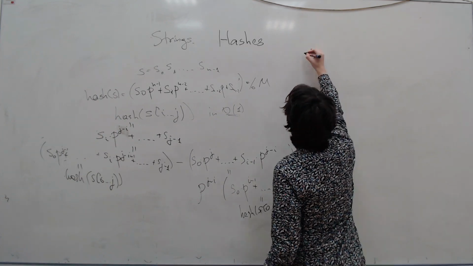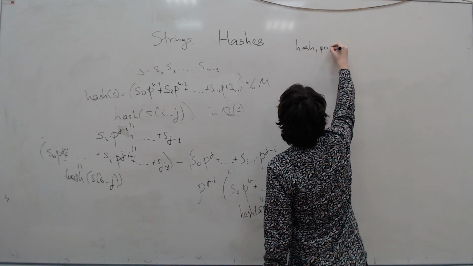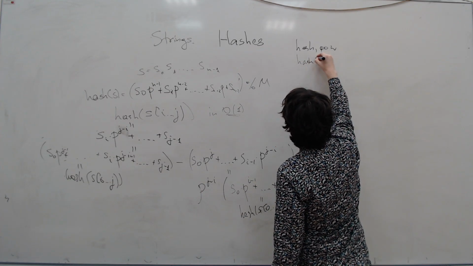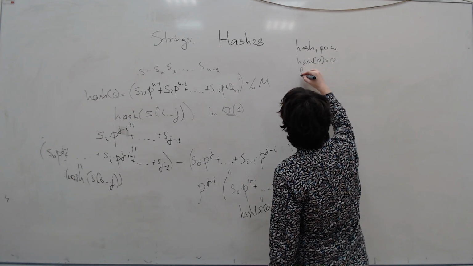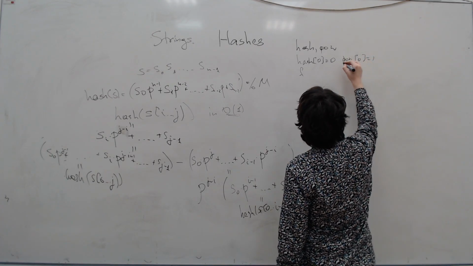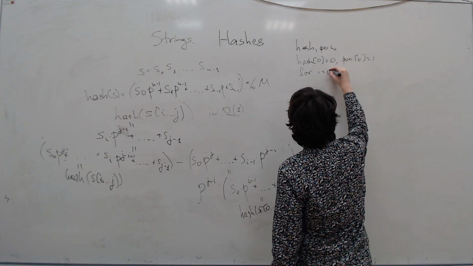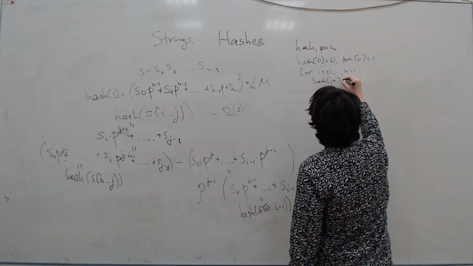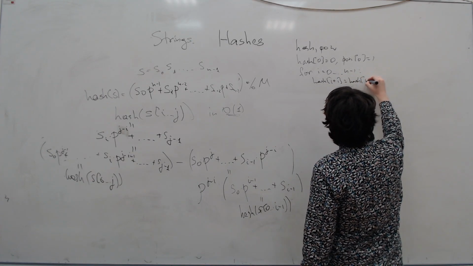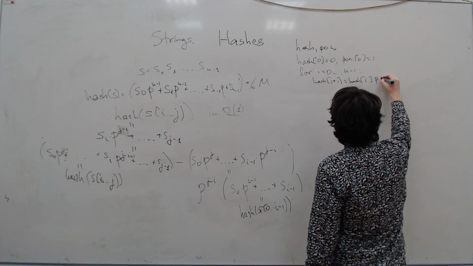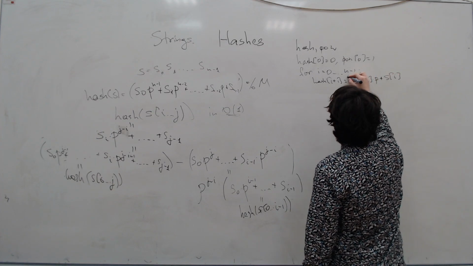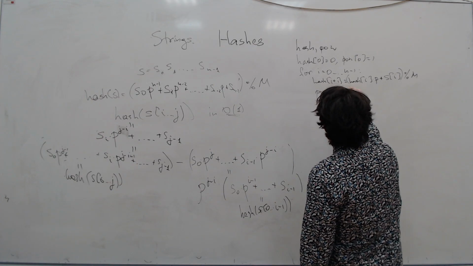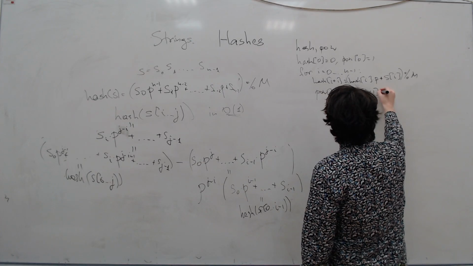So here comes our pre-calculation. The hash and pal. Let us say hash 0 equals 0, and then pal 0 equals 1. Then I take i equals 0 to n minus 1, I set hash i plus 1 equals hash i times p plus s i, modulo m, and pal i plus 1 equals pal i times p.